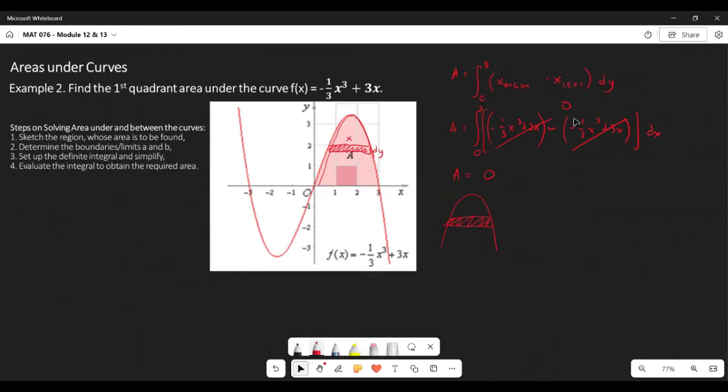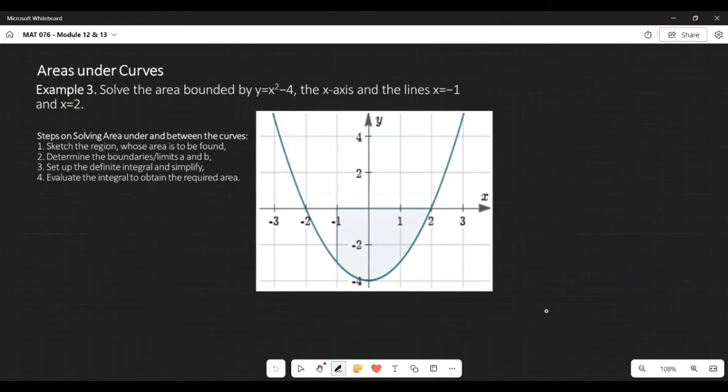Okay. Let's proceed to our next example. Example number 3. Solve the area bounded by y is equal to x squared minus 4, the x-axis and the lines x is equal to negative 1 and x is equal to 2. So here, binigyan tayo ng curve which is y is equal to x squared minus 4, which is clearly a parabola. Okay, so nasa vertex form ang ating parabola na yan. So as you can see, itong curve na nakikita natin sa ating graph, yung part na yan plus I yung y is equal to x squared minus 4.